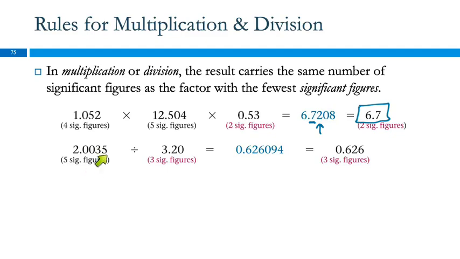Here's another one. We've got one number divided by another, and we write down what the calculator is showing us. This one has 5, and this one has 3 significant figures. So the answer will be limited to 3 significant figures. So the leading 0 doesn't count. I've got 626. This is my 3rd digit. I look at the next digit, a 0, so I'm going to round down, and I get 0.626. Any questions?